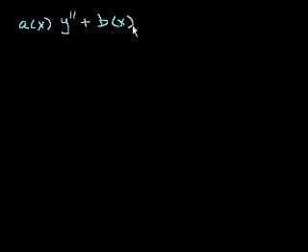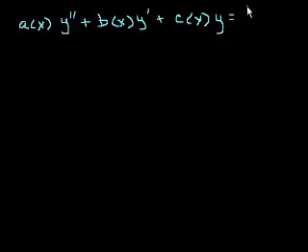So what is a linear second order differential equation? I think I touched on it a little bit in our very first intro video, but it's something that looks like this. If I have a of x, so some function only of x, times the second derivative of y with respect to x, plus b of x times the first derivative of y with respect to x, plus c of x times y is equal to some function that's only a function of x.